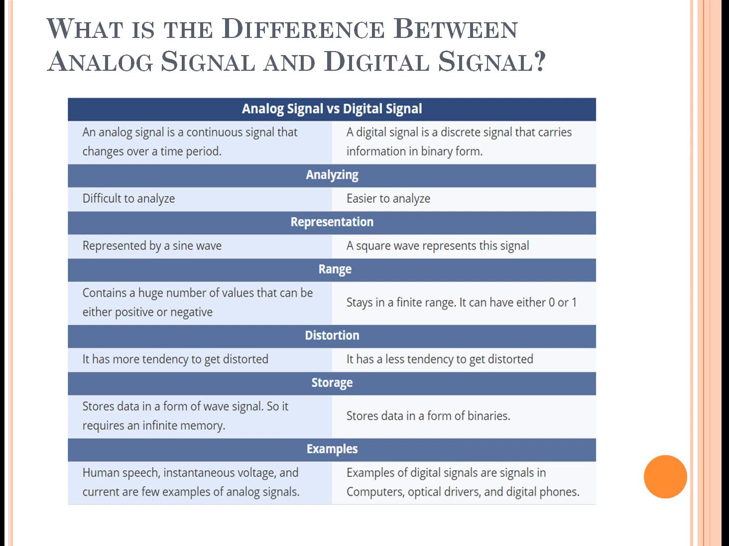Examples of analog signals are human speech, instantaneous voltage and current. And for digital signals, signals in computers, optical drives and digital phones. So these are the examples for digital signals. And these are some differences between analog signal and digital signal.